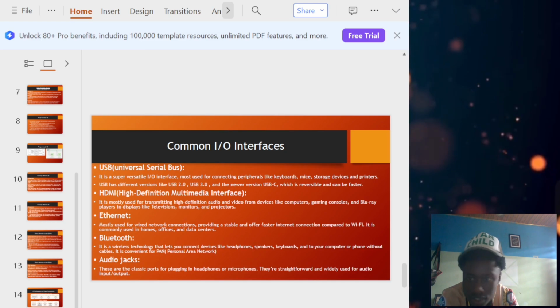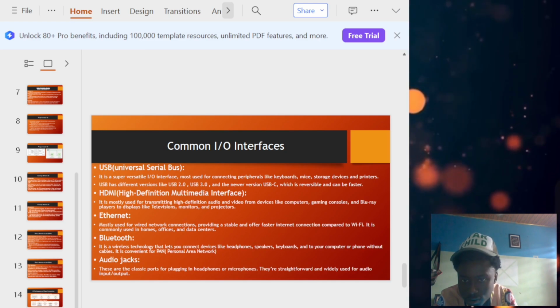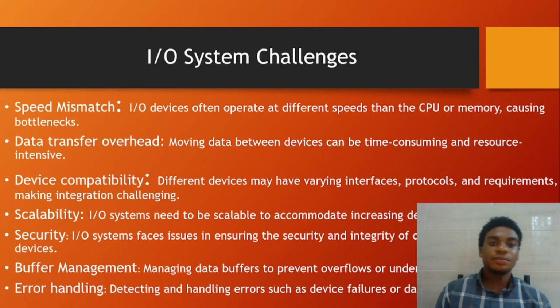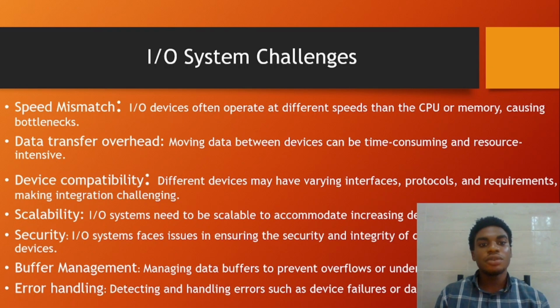Yeah, so that's all. And today I'll be talking about I/O system challenges. So I'm about to mention some challenges in I/O system.